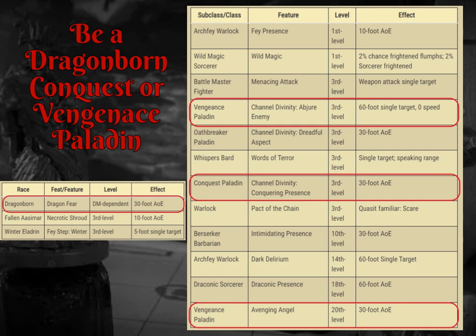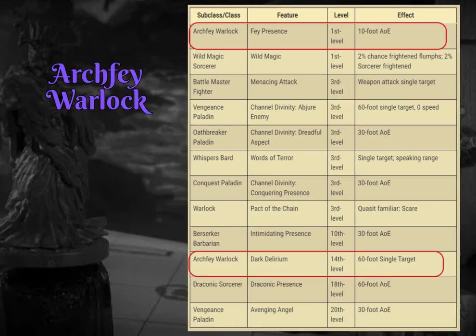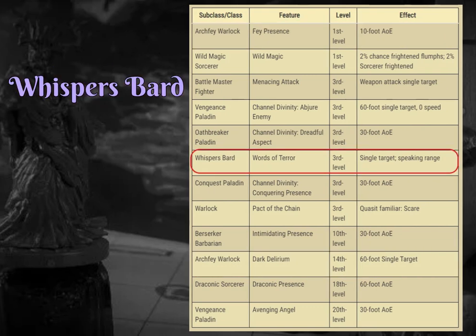As a runner-up, Vengeance Paladins get Abjure Enemy Channel Divinity, which is a 60-foot single-target fear effect that drops your frightened creature's speed to 0. Other good runners-up here include the Fey Warlock with a first-level, low-range area effect fear feature, and the College of Whispers Bard with a fun out-of-combat fear effect.